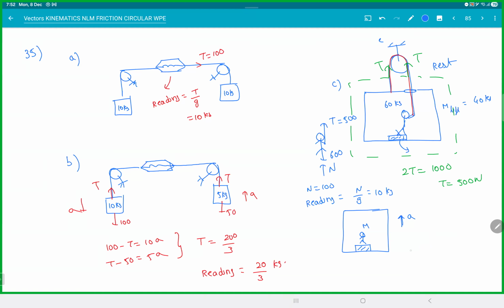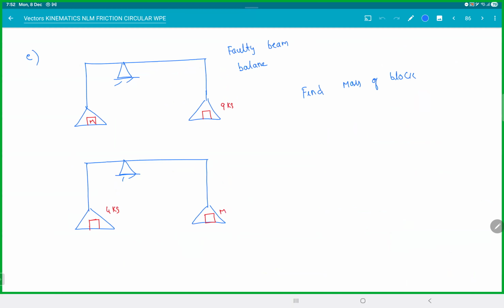And this thing is fine. So here the normal reaction will be M into (G plus A). The reading will be N by G, which is M into (1 plus A by G). That's what the weighing machine will think the reading is. Clear with this? This is a good one.